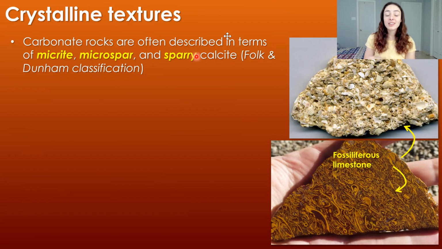Now, if you've ever had a class on carbonate textures or carbonate fabrics, you've often heard the terms micrite, microspar, or sparry calcite. These are terms that are often used in the classification of limestones, but we actually won't be talking about these until we have the video all about limestones, and we'll have a whole playlist about carbonate petrology, and we'll get into those terms and talk about Folk and Dunham classification and all of that in those videos.